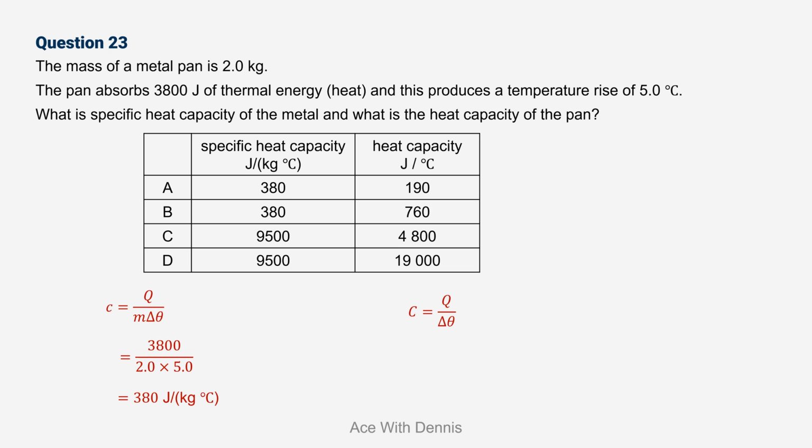Alright, on the other hand, this is the formula for heat capacity, which is capital C equals Q over delta theta, where Q is the energy absorbed and delta theta is the change in temperature. So substitute the values: Q is 3800 joules divided by the change of temperature, which is 5.0 degrees Celsius, and the value is 760 joules per degree Celsius. Therefore, the answer is B. Specific heat capacity is 380 joules per kg per degree Celsius, and heat capacity is 760 joules per degree Celsius.